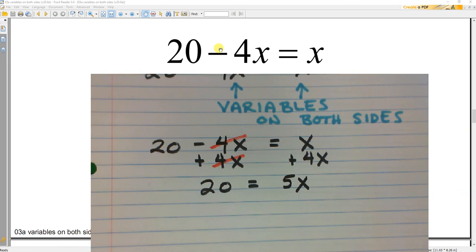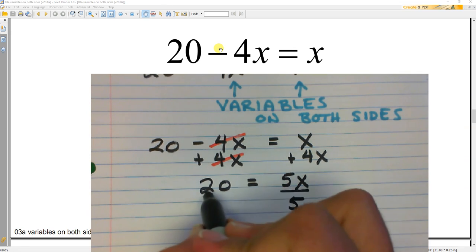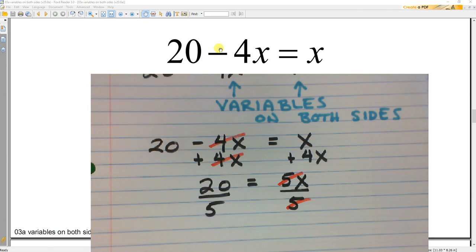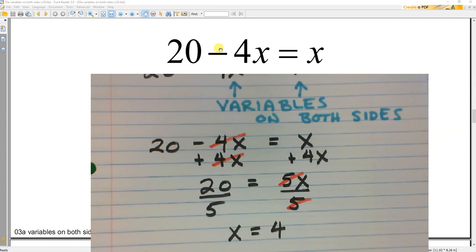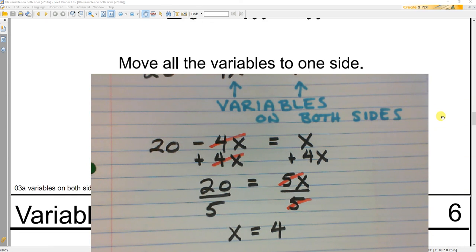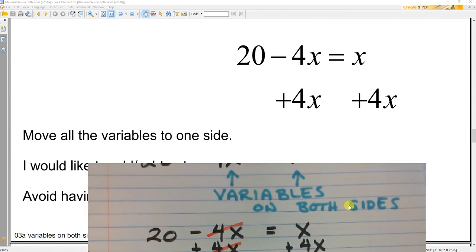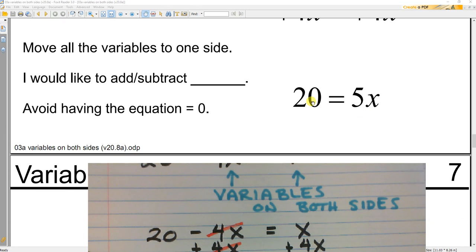What I'm left with now is a one-step equation. I'll divide both sides by 5. I'll use my red marker of death and destruction. And I'm left with x equals 4. I move variables just like I move numbers. I use the rainbow poster. So here you can see me doing it in the notes, adding 4x to both sides, plus 4x, leaving with 20 equals 5x.